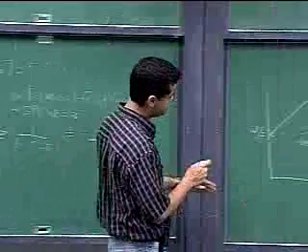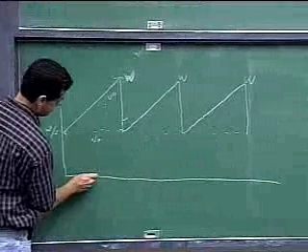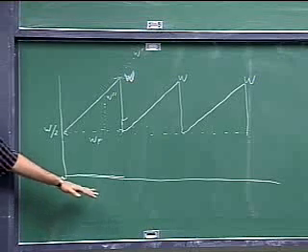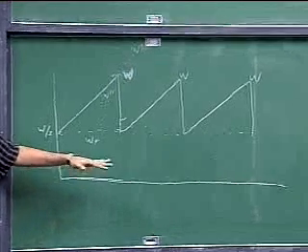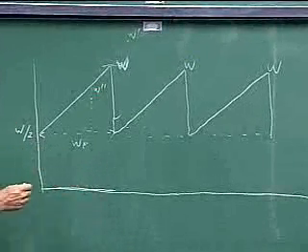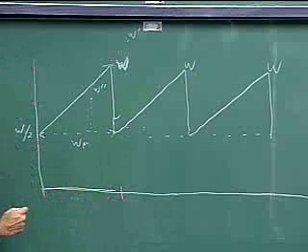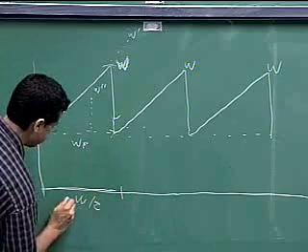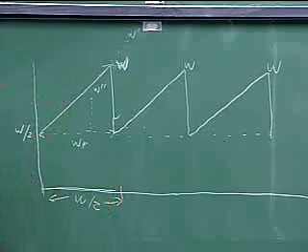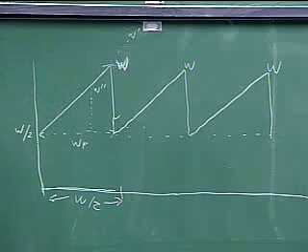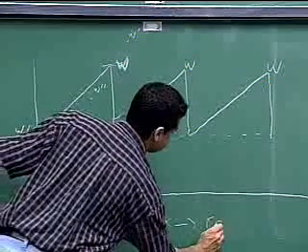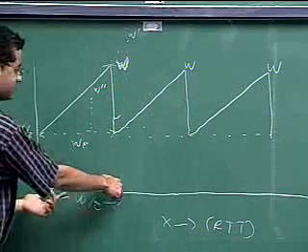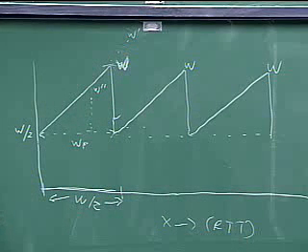So if your, let's say, x-axis is in round trip times instead of absolute time, then this length is W over 2. Right? So x axis is the number of round trip times. So this length is W over 2. Okay?